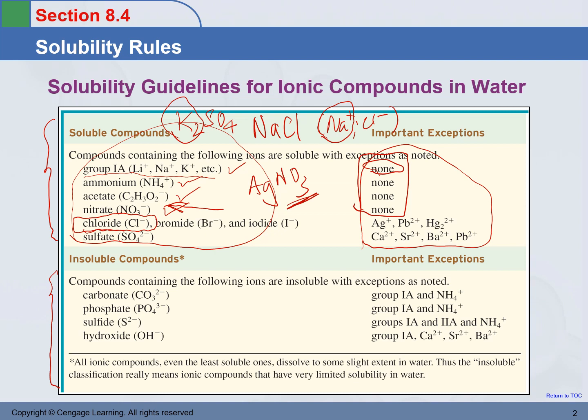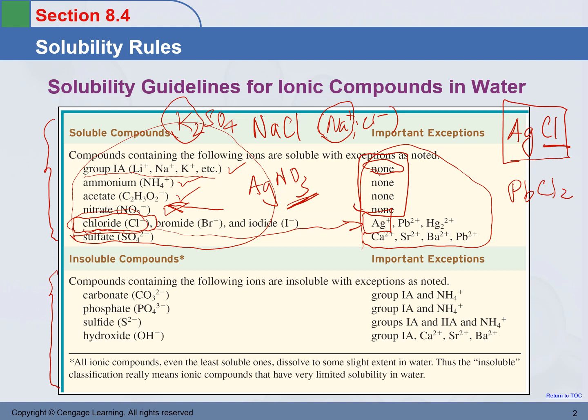However, there's exceptions. For example, AgCl, silver chloride. If you look at the chloride, this table tells you, all right, compound with chloride is soluble. However, if you look at the exception, if the positive ion is silver ion, it is an exception, then it is insoluble. So silver chloride is insoluble. Make sense to you?